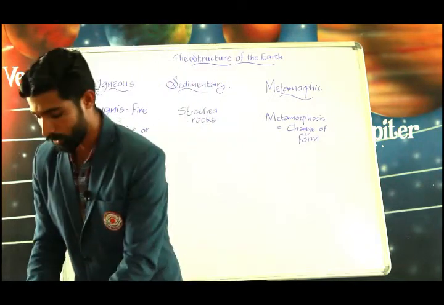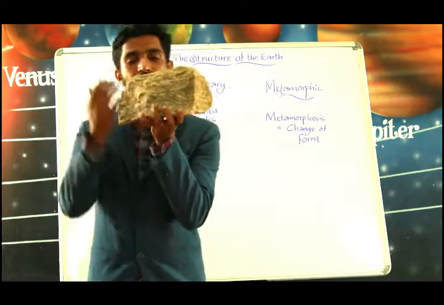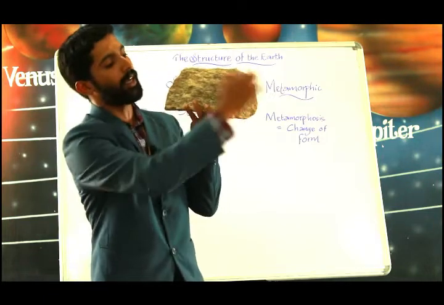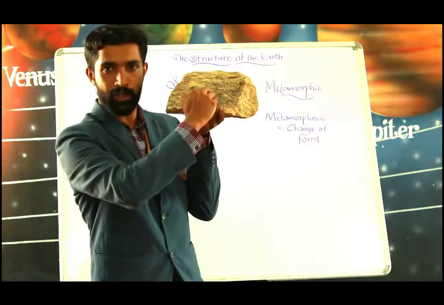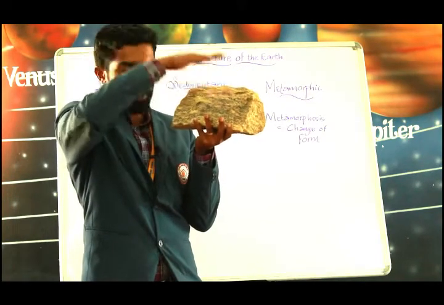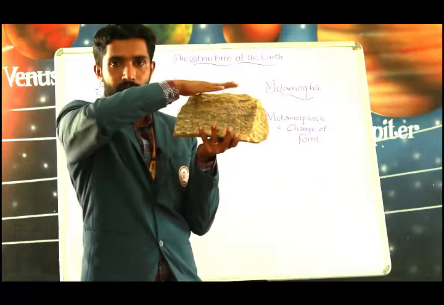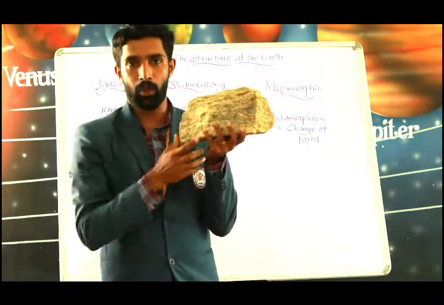So I have one sedimentary rock with me. You can watch it carefully. See, you can see different layers are there, different lines are there. So all these are different layers. These are formed because of the pressure, and it is cemented there. So it becomes sedimentary rock.